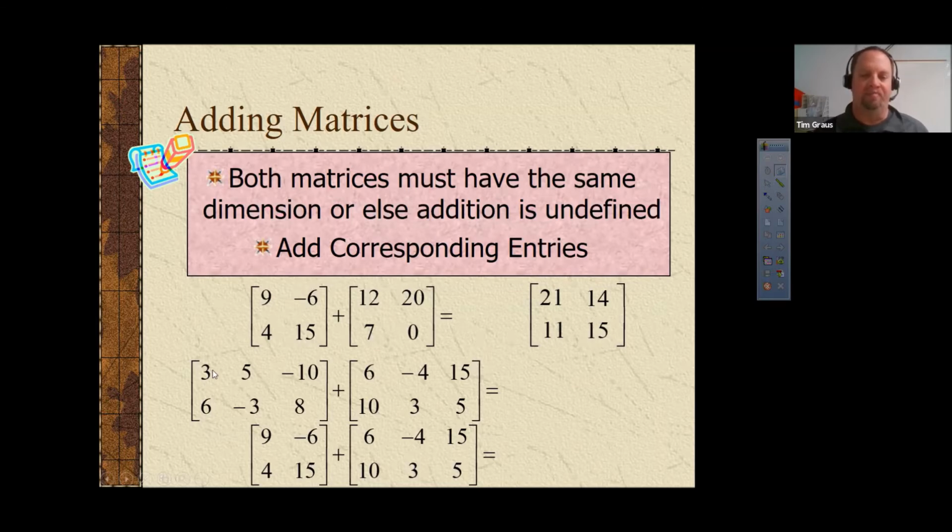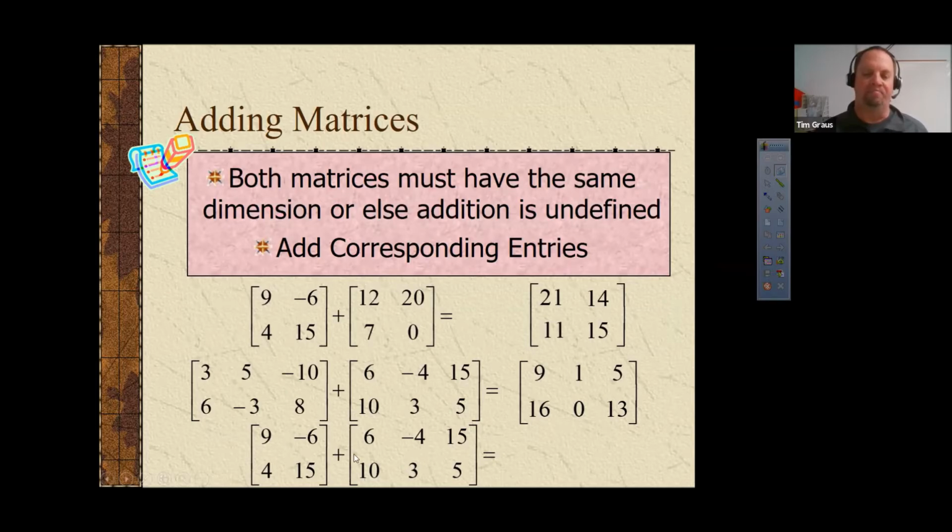In our second example, again, we're just going to add corresponding positions, and our answer matrix should wind up the same size as both of the matrices that we're adding. So our answer matrix will be a 2 by 3 matrix, 2 rows, 3 columns, with the entries 9, 1, 5, 16, 0, 13. And you can double check that to be sure I've added all those positions correctly.